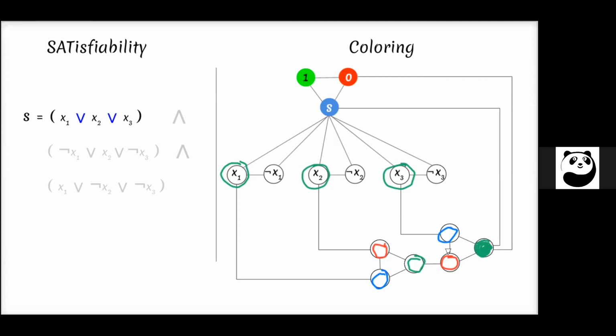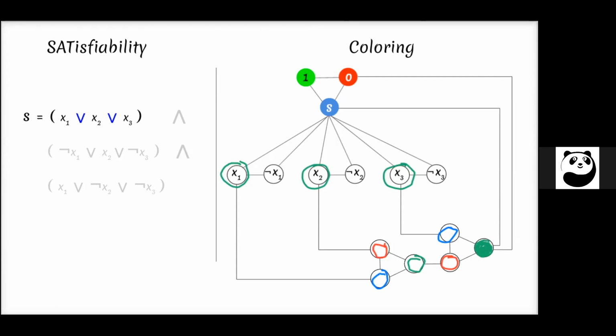So the gadget forced this node to be green. If you switch between these two, you say this is blue and this is green, it will still be the same thing. The point is that we forced this node to be green because one of the inputs is green.